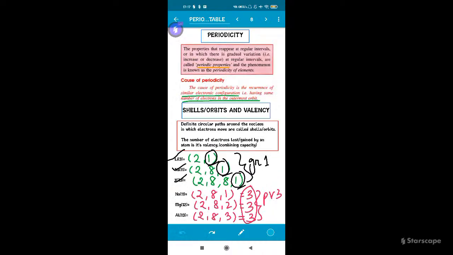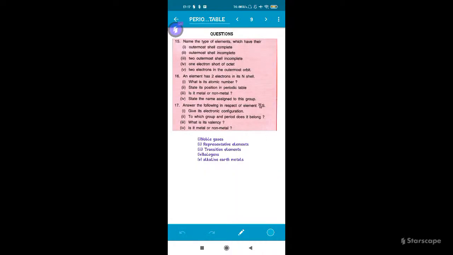Now moving on to the next question which I gave as homework, question number 15. Name the type of elements which have their outermost shell complete. I told you yesterday that the 8th group elements have an octet or a duplet and they are called noble gases. So the answer will be noble gas. Their outermost shell is completely filled. The next question is outermost shell is incomplete. That means the outermost shell is not filled. They are the representative elements or the main group elements or the normal elements which we will study about.